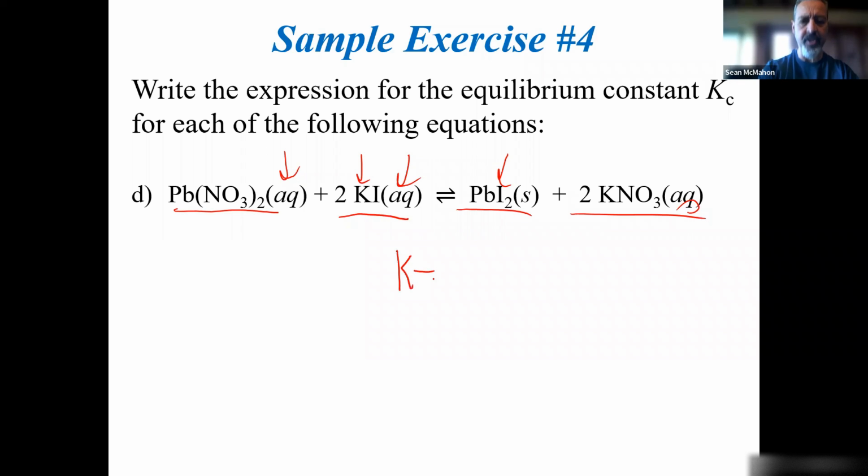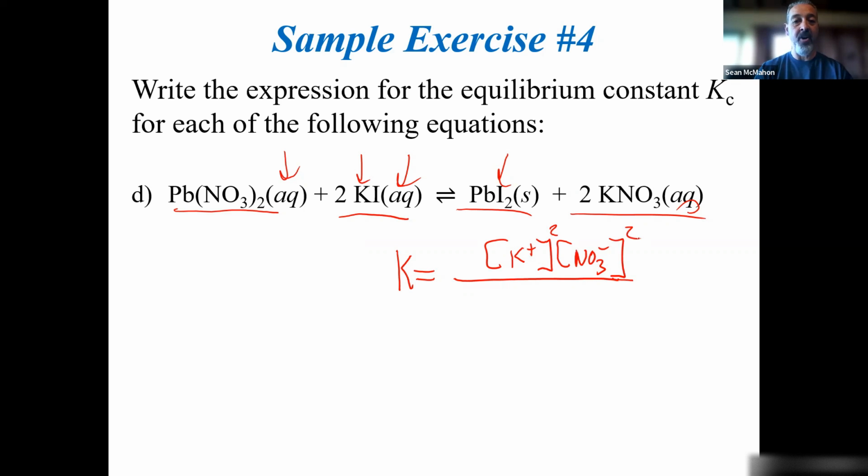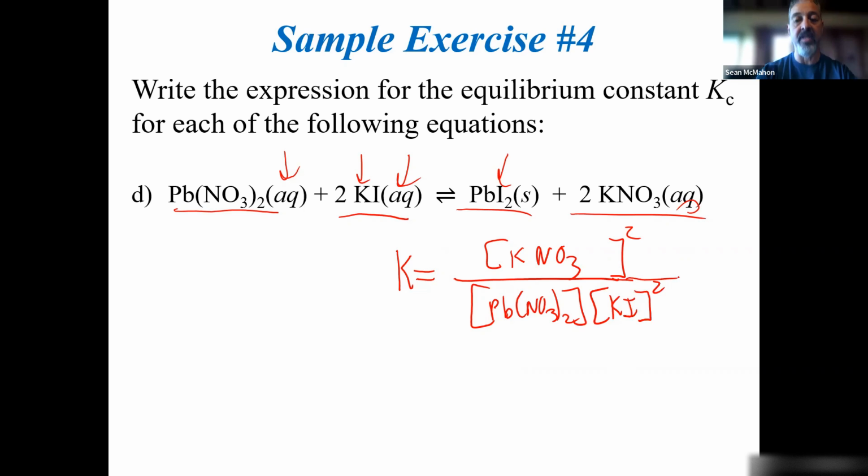So for my K expression, products, potassium nitrate, and I'm separating them. Why? Well, because that's how they would separate, over. And I guess I could just do the whole concentration. I'll make it a little bit easier. You don't have to separate it. You can just do KNO3, whatever that concentration is. And then over here, I'm going to have my lead 2 nitrate concentration and my potassium iodide concentration, but to the second power. All right.